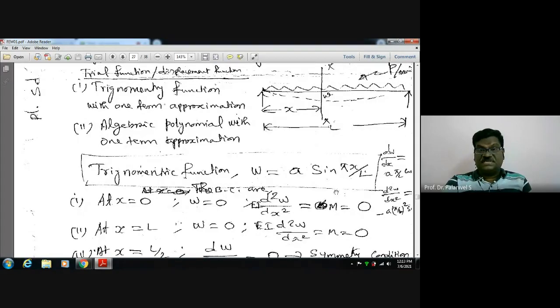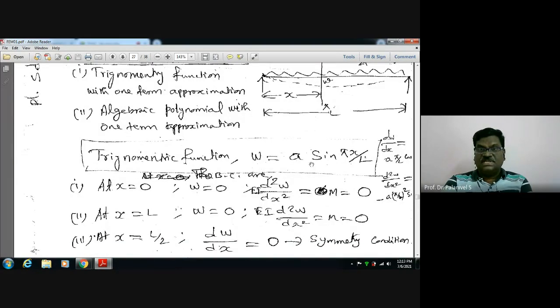To choose such a function, please all of you keep it in mind: there are no simple guidelines available. It is chosen by the mathematicians based on their experience. Okay, W equal to A sin pi x by L.